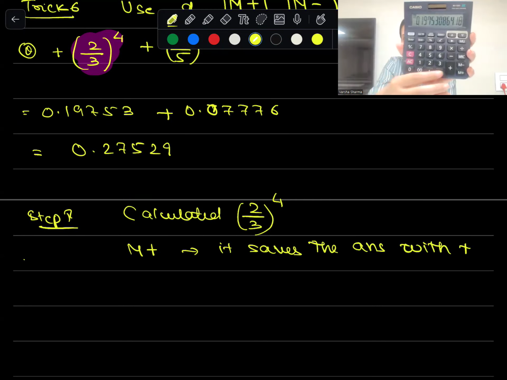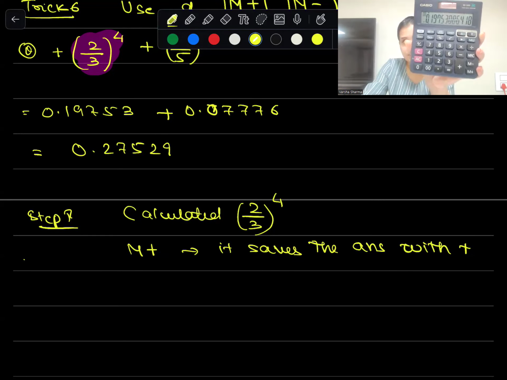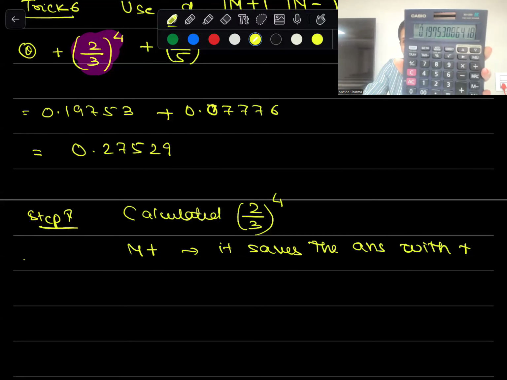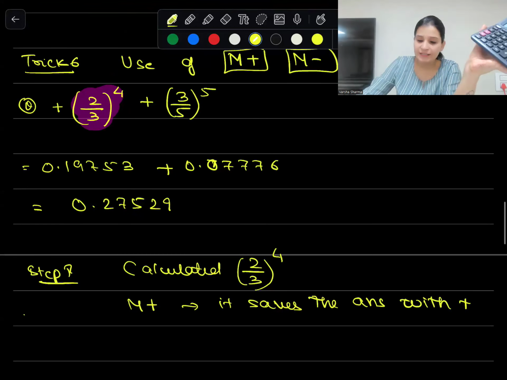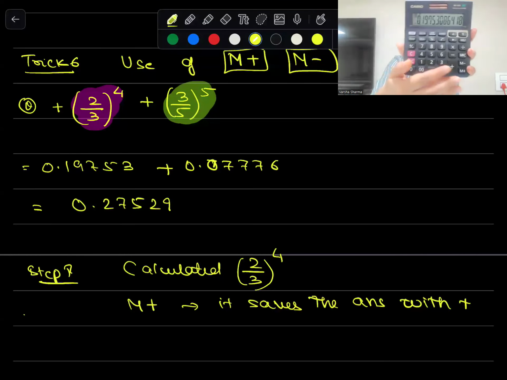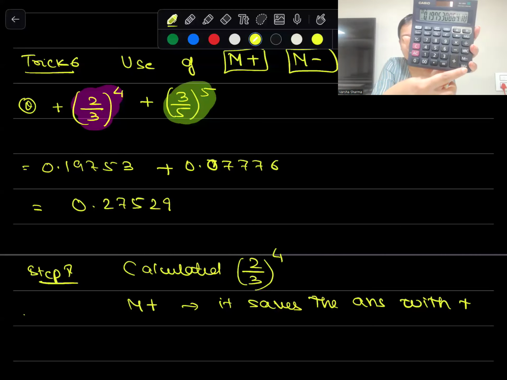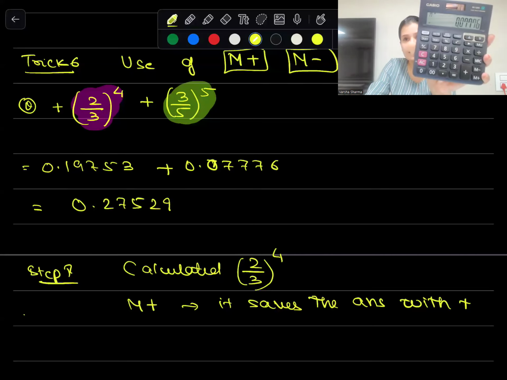So this is my answer. I'll press M plus here. Now, can you see an M on your screen? Yes, ma'am. Now, I won't do anything else. Directly, I'm going to find the next value. I'm going to find the value of 3 by 5 power 5. I've just pressed M plus and I'm starting. So 3 divided by 5 equal, multiplication 2, 3, 4, 5. This was your answer.